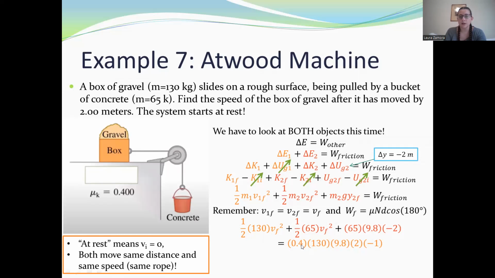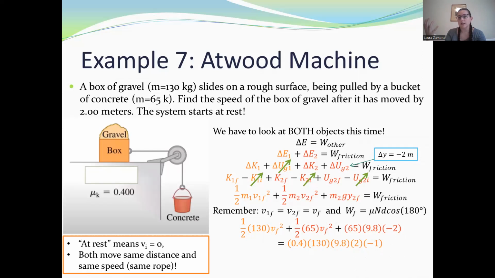Okay, so 0.4 is our coefficient of friction. The mass, 130 times g, 9.8. It's going a displacement of 2 meters to the right, so that's positive 2 meters, but friction is acting opposite the displacement. So that's that cosine of 180, which gives us -1.